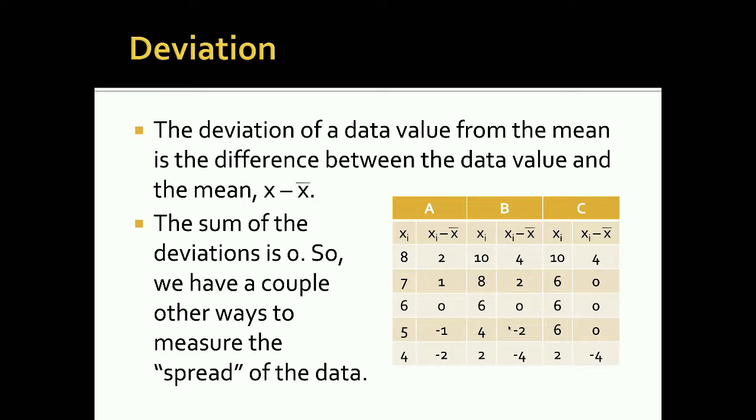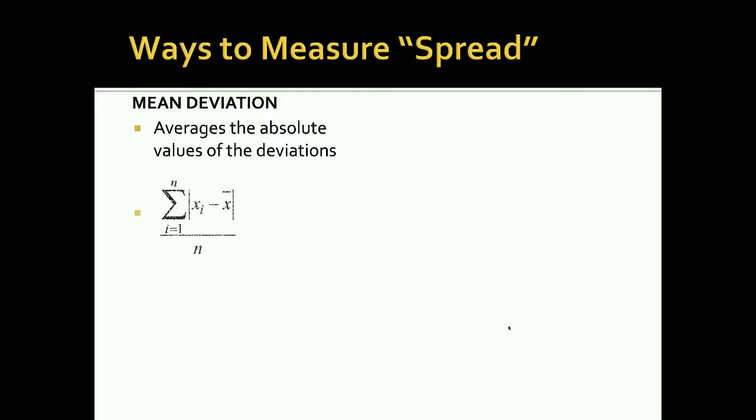The deviation can tell how far a data point is from the mean, but it doesn't really help us with the spread by itself. But we're going to use the deviations to help us find the spread. The first way is called mean deviation. What we do is take the absolute value of each deviation and then average that. So we take the sum of the absolute values of our deviations, and then divide by however many values there are, our sample size. The mean deviation actually is not a very useful statistic, so we have a better one, and that is variance.